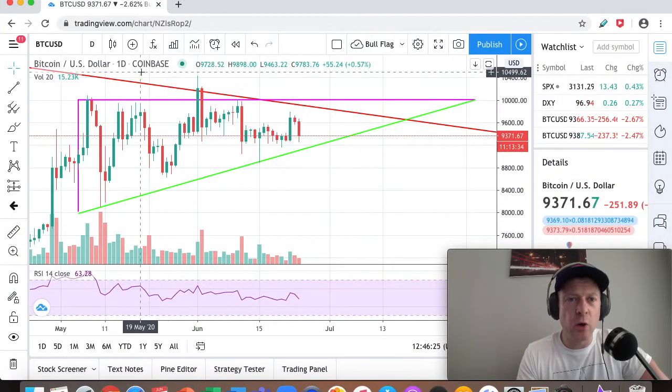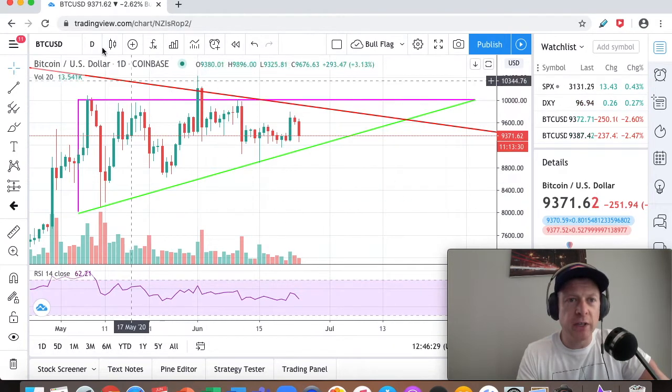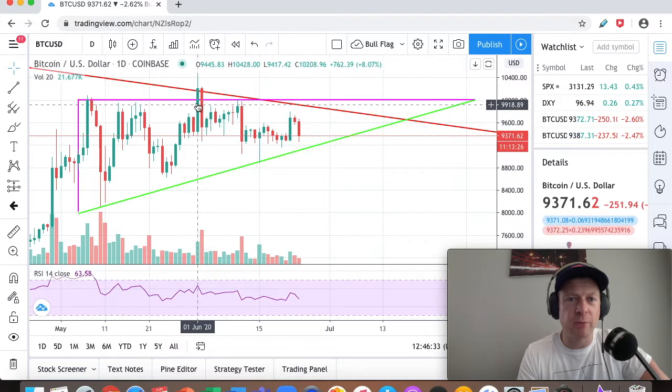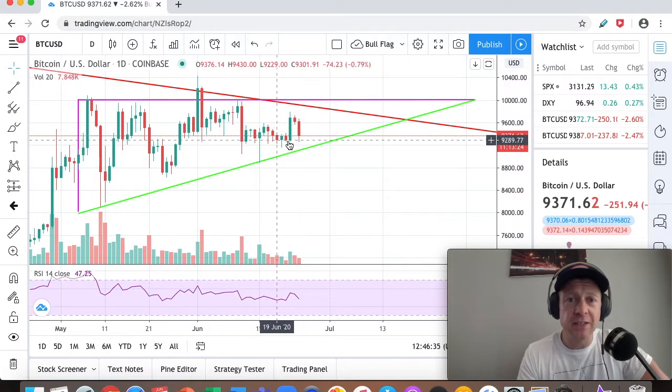Okay folks, this is the Coinbase chart and Bitcoin is trading at $9,371. I'm looking at the daily chart here. What that means is that all these candles here, these green and red candles, represent 1 day of trading. The only excitement that we had in the last few days is on Monday night when the PayPal news broke, or the rumor of it broke.